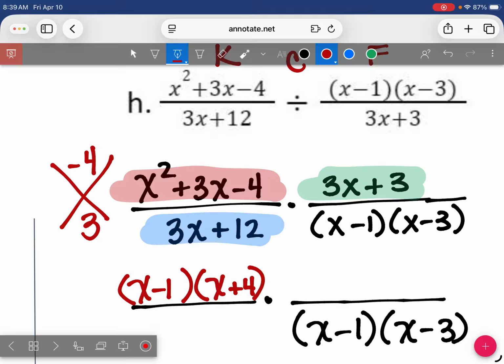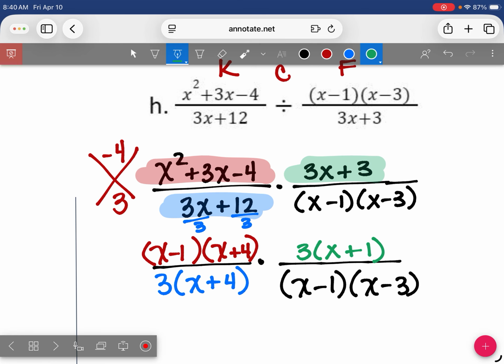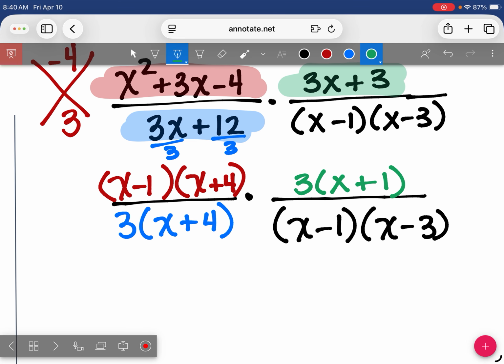For our 3x plus 12, we can divide both of those by 3. So the 3 comes out, and I'm left with x plus 4. And for 3x plus 3, if I take out the 3, I'm left with x plus 1. All right, go ahead and cancel out all you can.